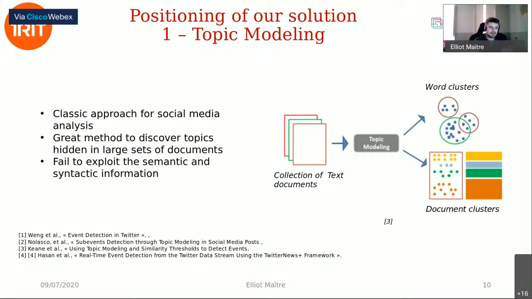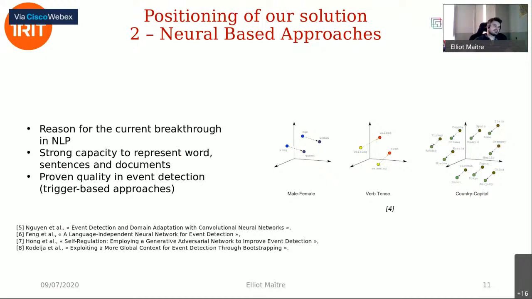So it works on word frequencies and document frequencies in order to understand what is discussed in a set of documents. However, it fails to exploit the semantic and syntactic information. So it's mostly a probabilistic and frequentist approach, but it doesn't really work on the meaning of the words in their context and the meaning of the sentences. So that's why we are particularly interested in neural-based approaches.